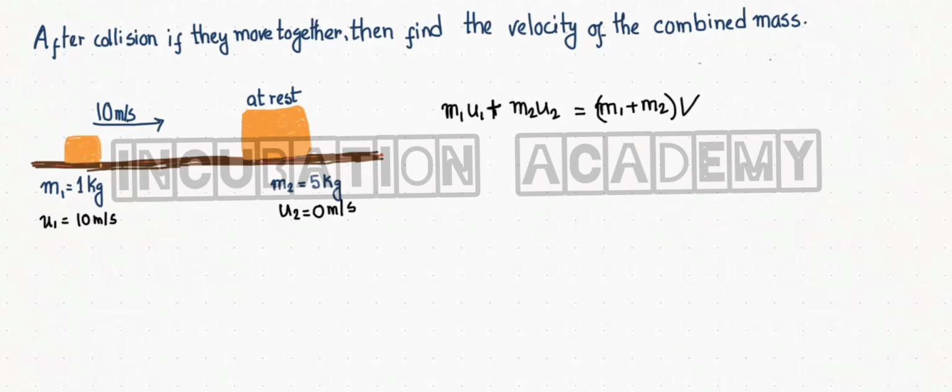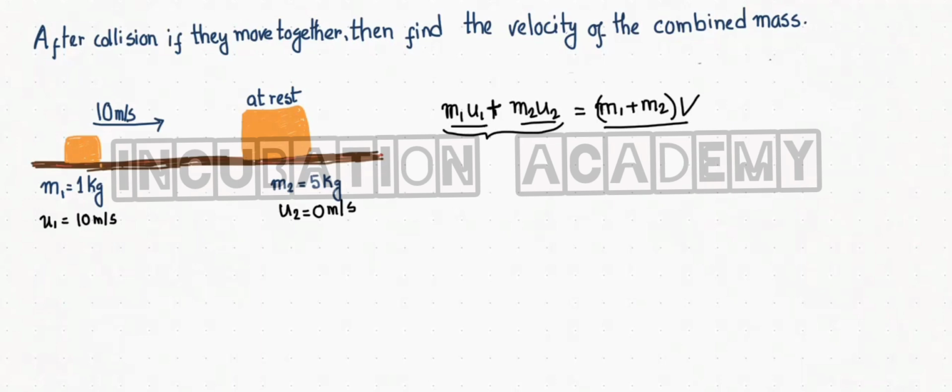So (m1 plus m2) multiplied by capital V is the momentum of the system after collision. m1 u1 is the momentum of the mass m1 before collision, and m2 u2 is the momentum of the mass m2 before collision. So m1 u1 plus m2 u2 is the momentum of the system before collision.